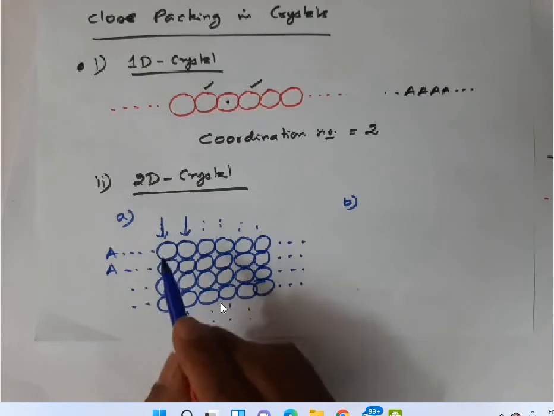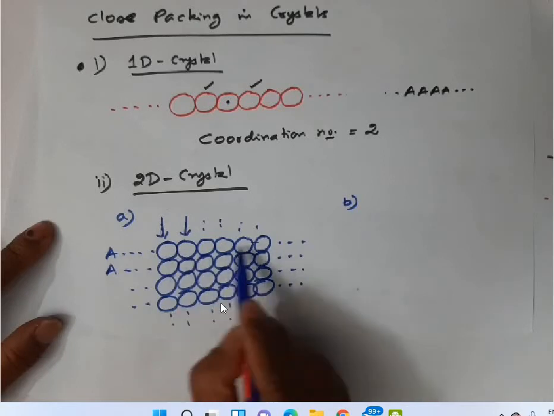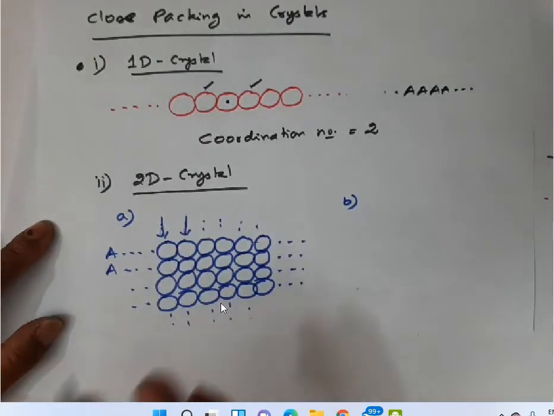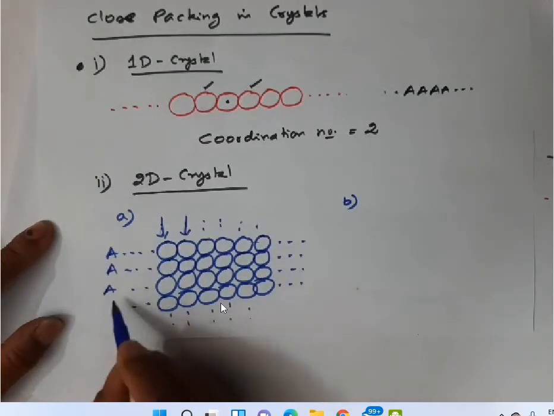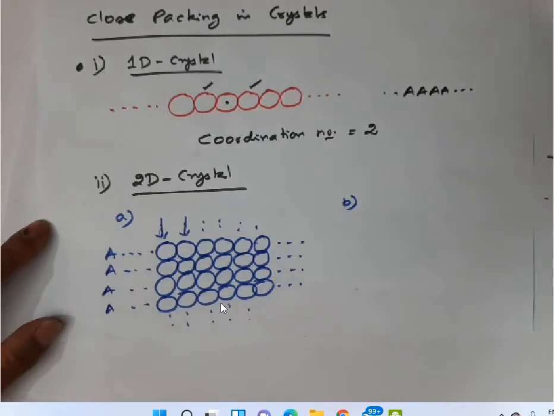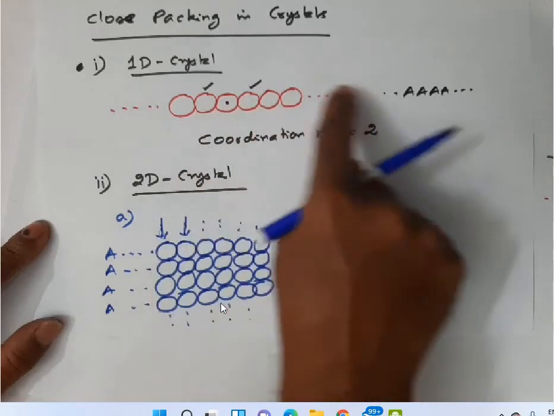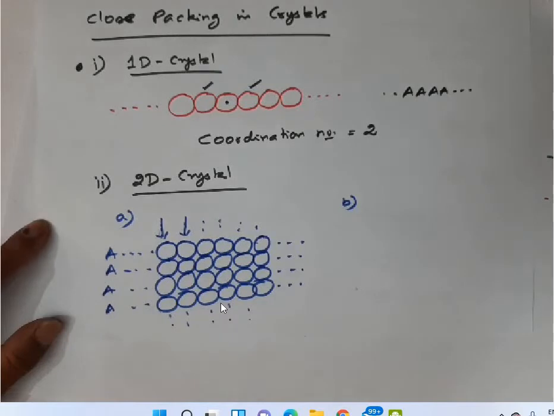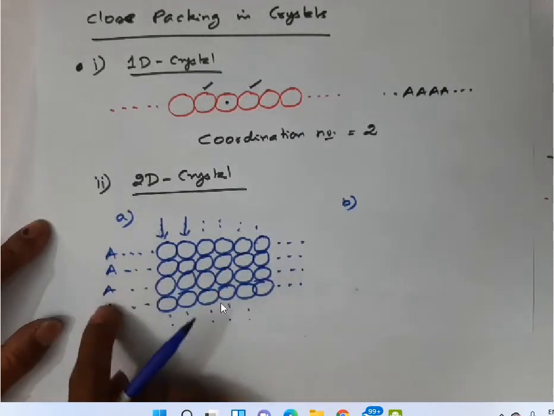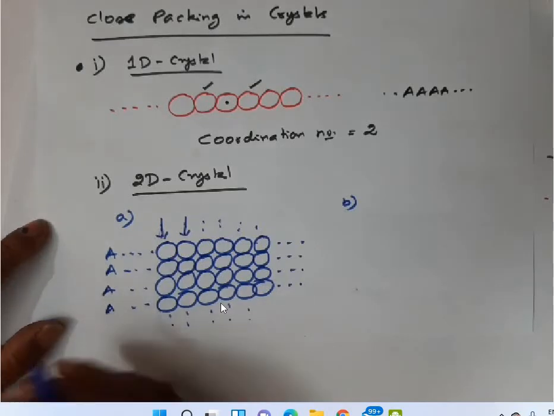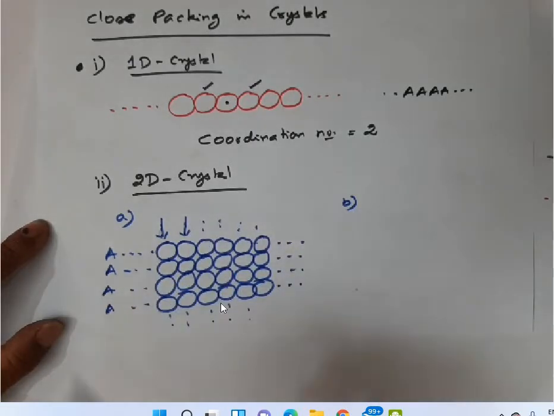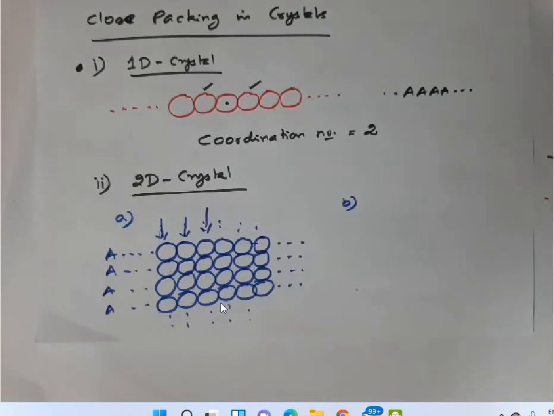Okay, so if I give the symbol A to the first row of atoms, the second row is also supposed to be A, because they are all exactly eclipsing each other. Therefore, I can say this arrangement is also an AAAA type arrangement. In the previous case, I represented each atom as A. Now, I am representing each row as A. The first row is A, second row also A, third row also A, fourth row also A. Why am I giving the same symbol? Because the first row atoms exactly eclipse the remaining rows. So if you see from this direction, you can see only the first row. The remaining rows are eclipsed by the first row atoms.